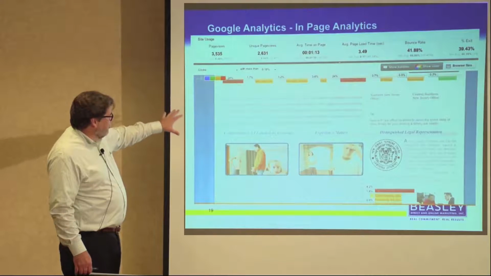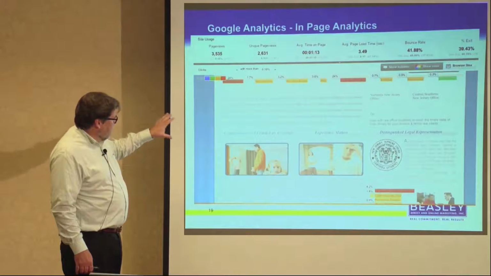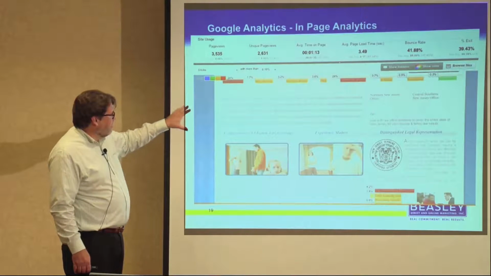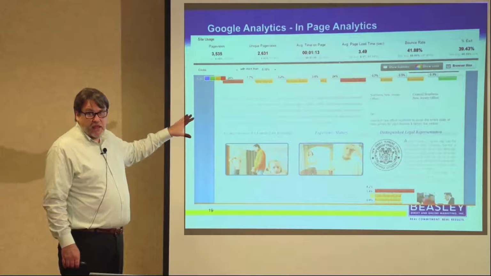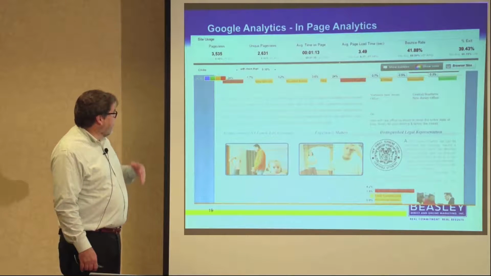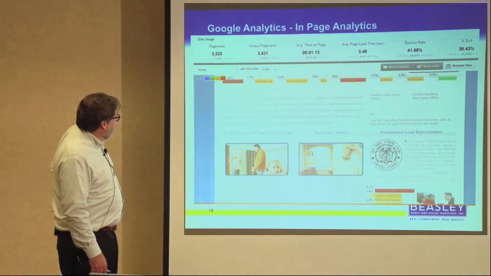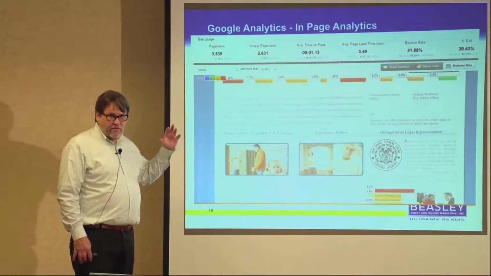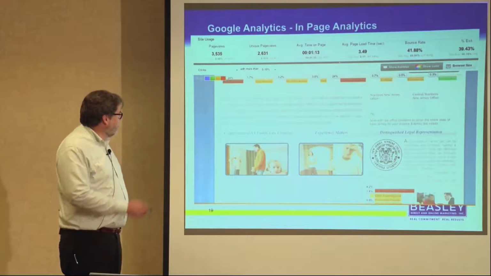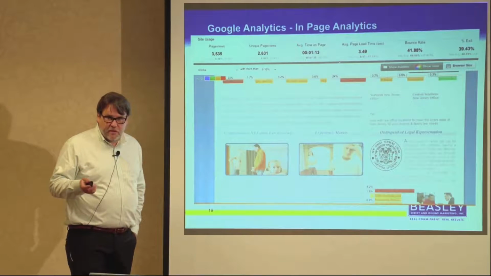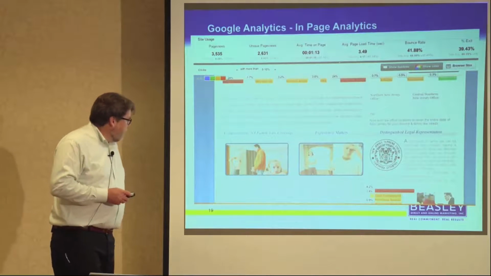And it will show you exactly which elements people are clicking on a page. That can be incredibly useful. So the darker red is a more active element. So we're still with the family law firm.